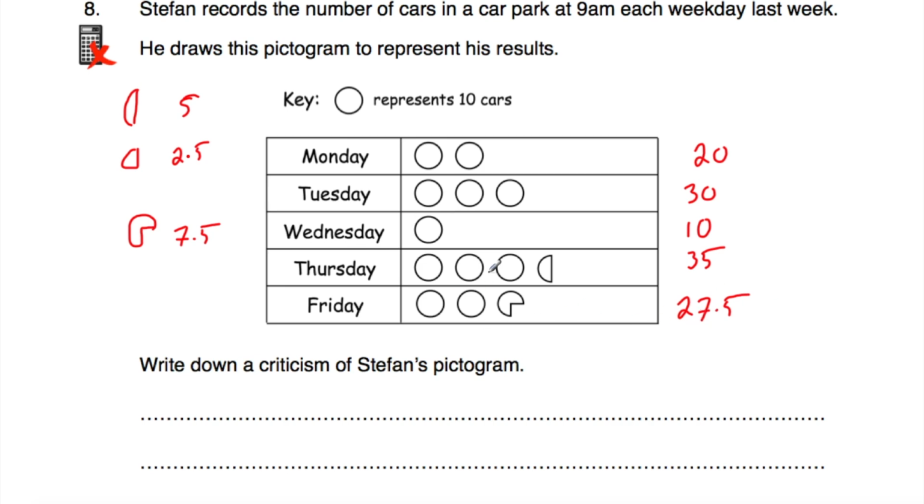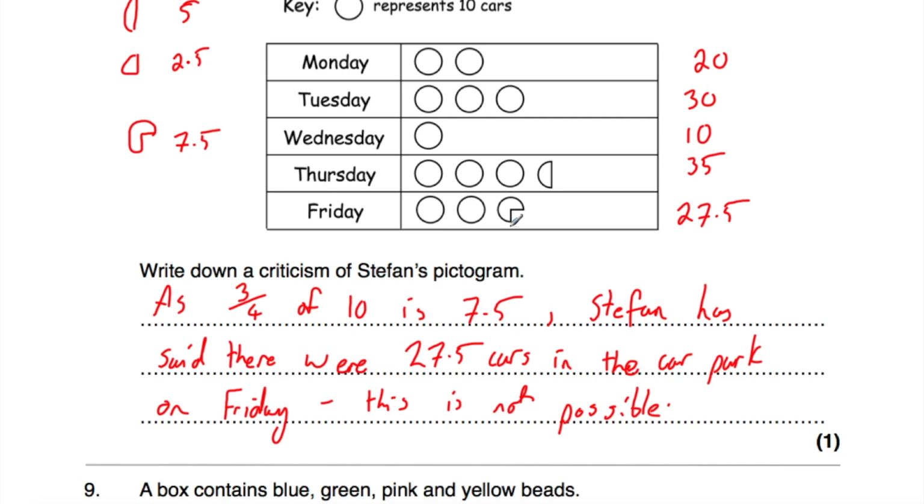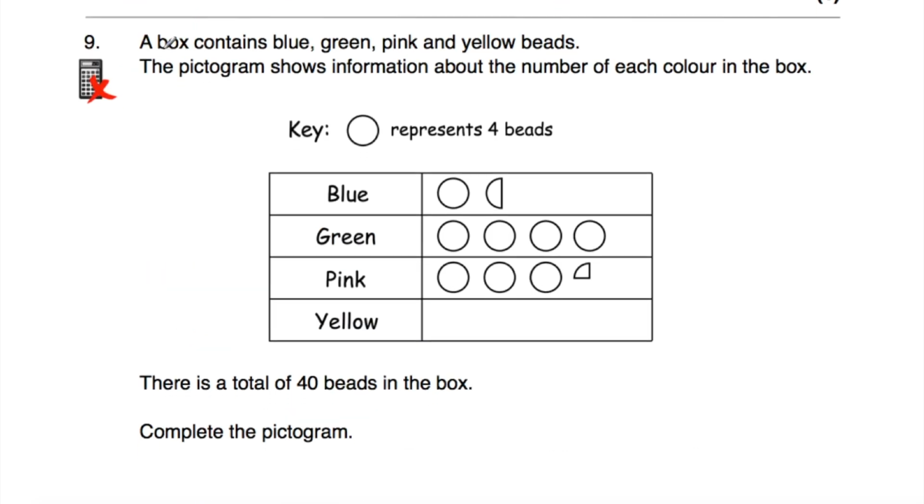So that means that his pictogram, well, that's our criticism, that whatever he's drawn for Friday couldn't happen. And that actually perhaps he should use a better key. So let's do that. And that's it. So I've written down as 3/4 of 10 is 7.5. Stefan has said there's 27.5 cars in the car park on Friday, and that's not possible. So unless you've got a car that's half in and half out of the car park. But that's it. So that's our criticism. You really should use a different key. Okay, let's have a look at our next question, question number 9.